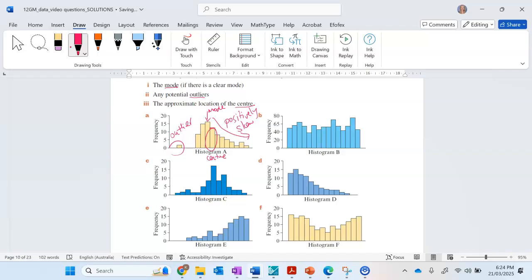It's a bit harder to do without a scale. Oh no, it's not. What am I doing? We've got a scale here, we've got a frequency there, but I would say the center's around there. I'm just conscious of time and how long this video is going for. So your center would be around there.